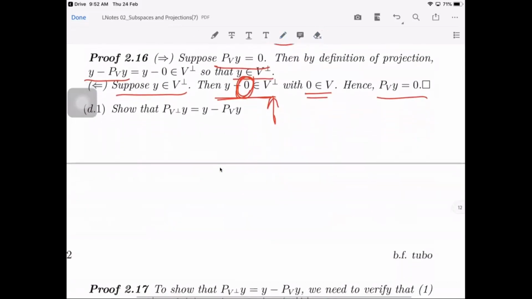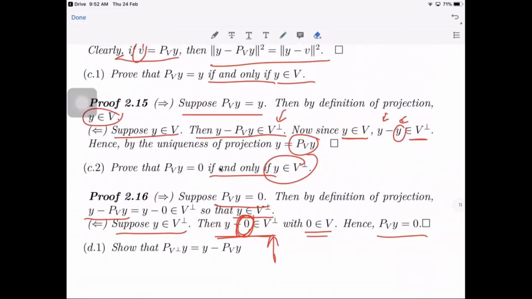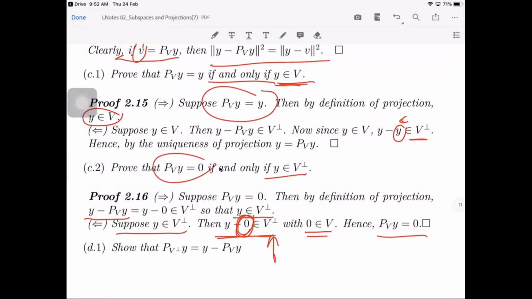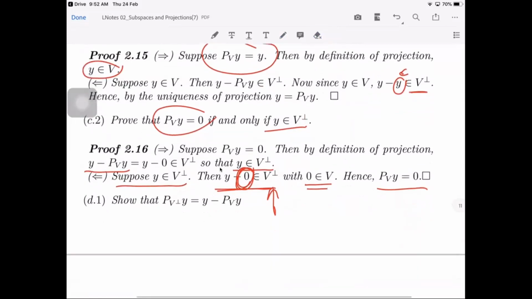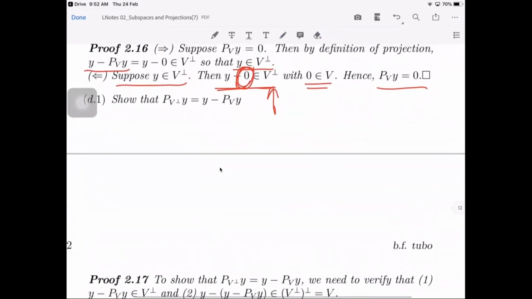So this is straightforward. So what is this result telling you? Pag ang imuhang y mao na ang projection, then y is in V, or vice versa. Pag ang imuhang projection 0, then si y na sa V perp. Or kung si y na sa V perp, ang projection 0. Next.